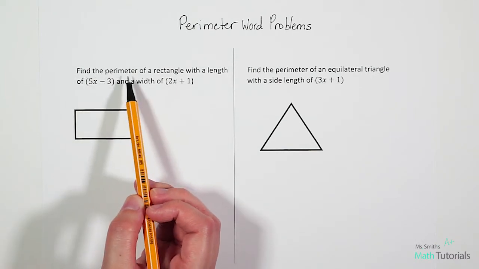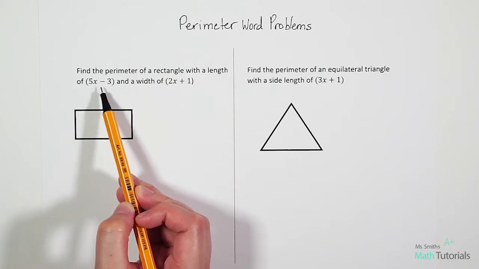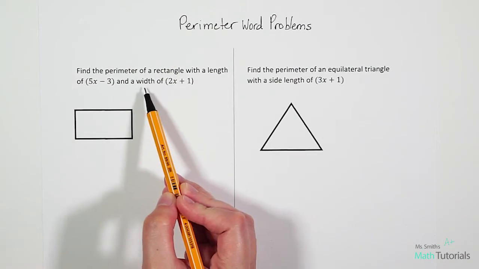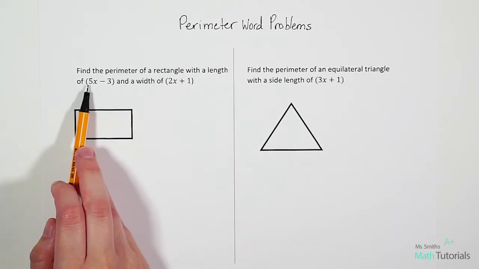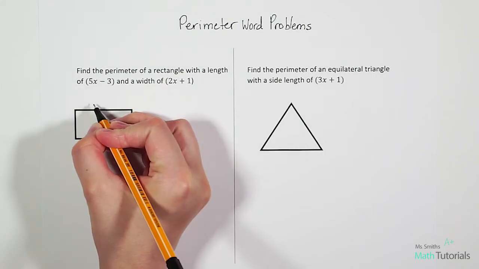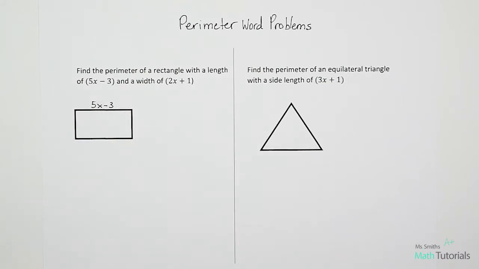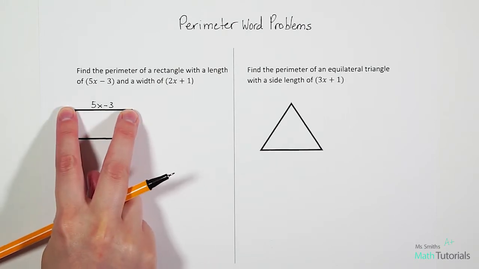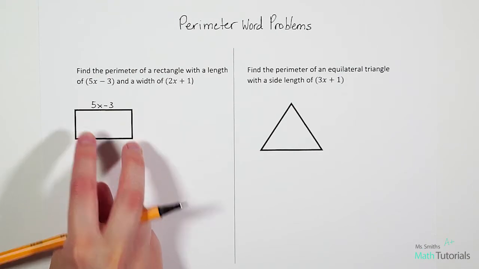This one says, find the perimeter of a rectangle with a length of 5x minus 3 and a width of 2x plus 1. If we had a length of 5x minus 3, well, the length of this rectangle would be the long side right here. So we know that this side is 5x minus 3. But if this is a true rectangle, if this side is 5x minus 3, then the other side would have to also be 5x minus 3.